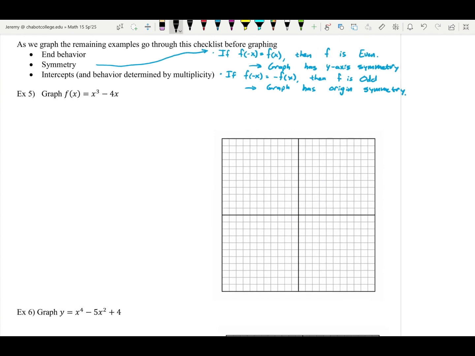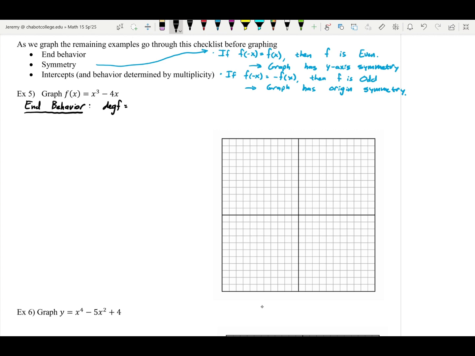So let's jump into example 5. Here we are graphing f of x equals x to the third minus 4x. This is a cubic function. So let's jump into it. Let's think about end behavior. And remember, end behavior is determined using the degree.